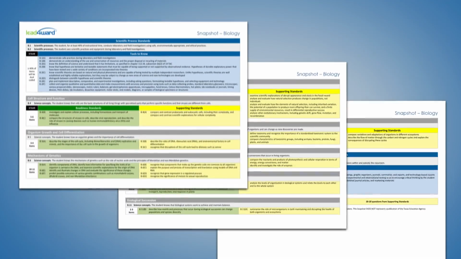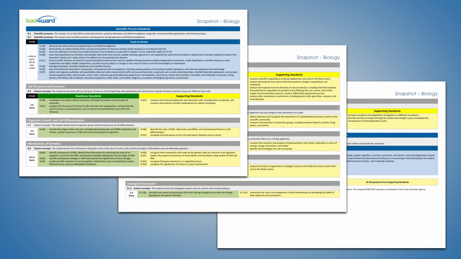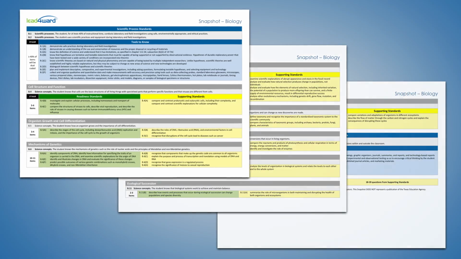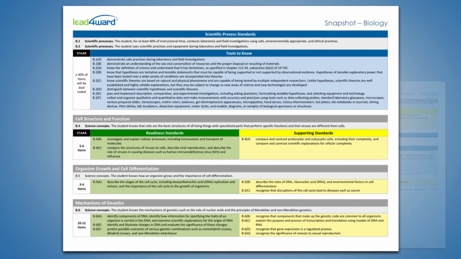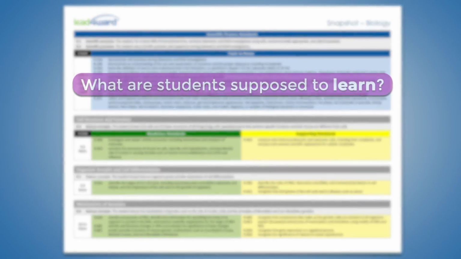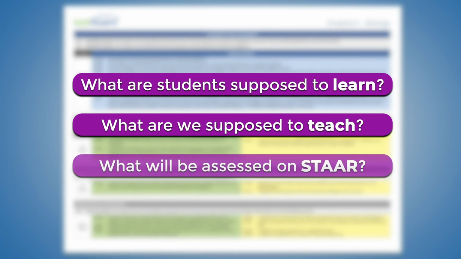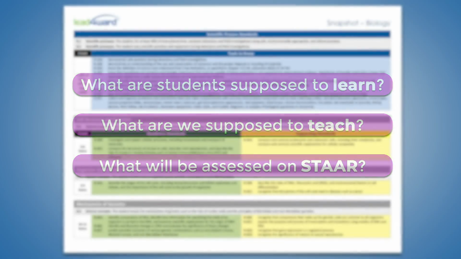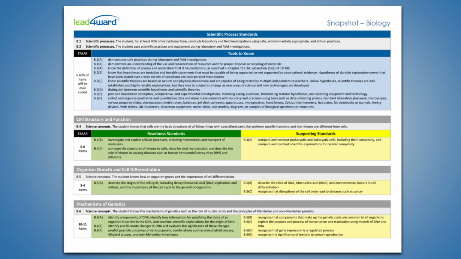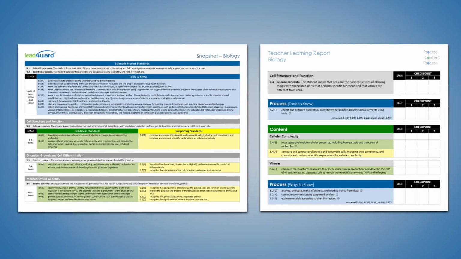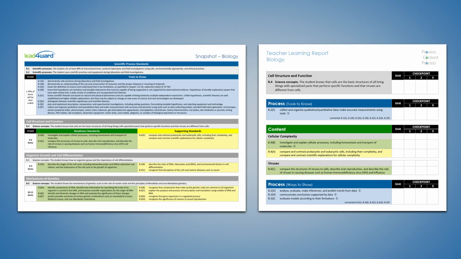Shown here is an example of a TEKS snapshot for biology. This snapshot answers the questions: what are students supposed to learn? What are we supposed to teach? And what will be assessed on STAR? Snapshots for math, science, and social studies are organized with the content process design that is seen in many other Lead Forward resources, like the teacher learning reports.